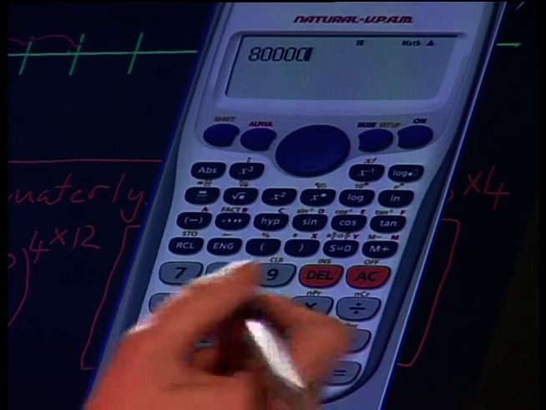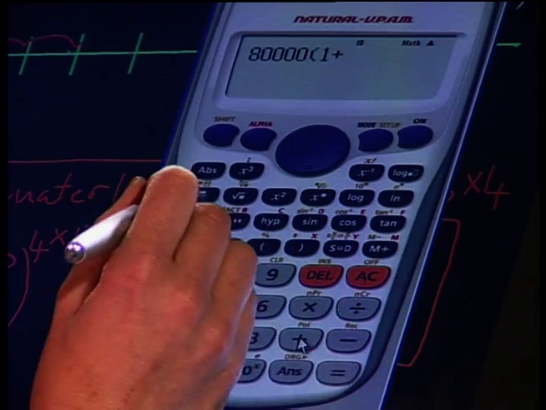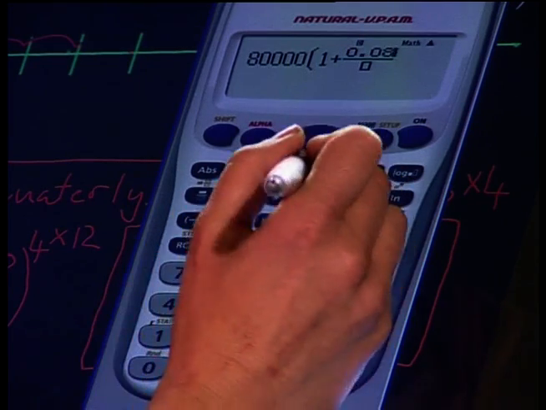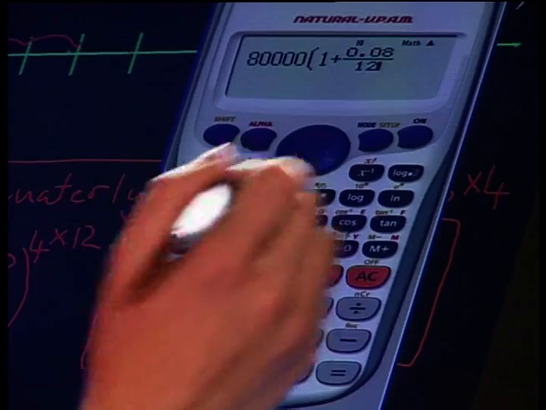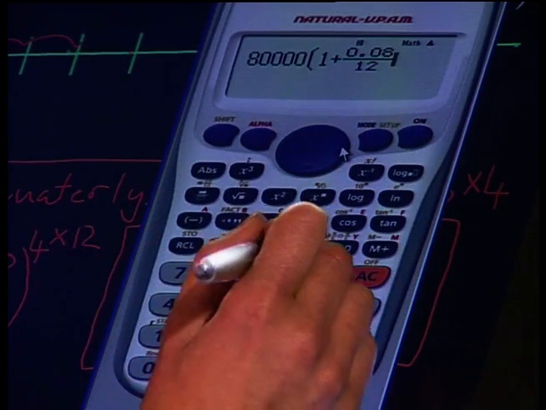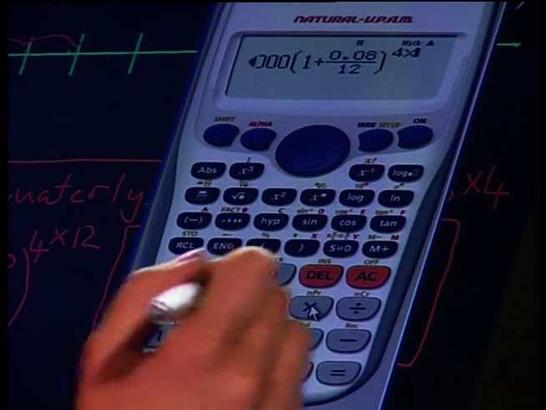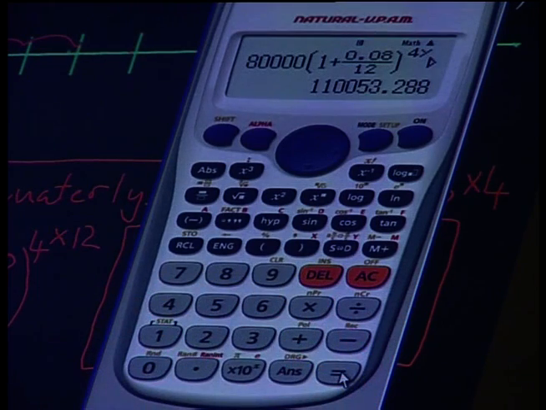So I'm going to say 80,000 bracket 1 plus 0,08 divided by 12, because it's compounded monthly, of course. Close the bracket, to the power 4 times 12, or 48 as you wish. So then we can already see what the money is worth after 4 years. It's already worth over 100,000 Rand, which is really nice.